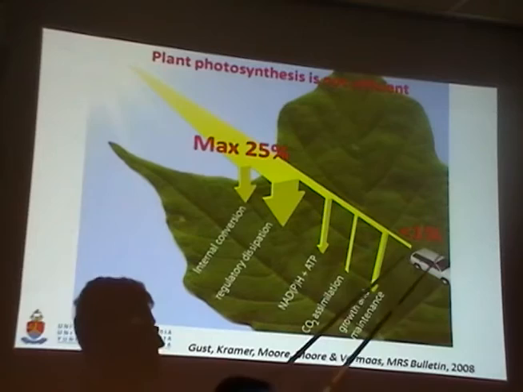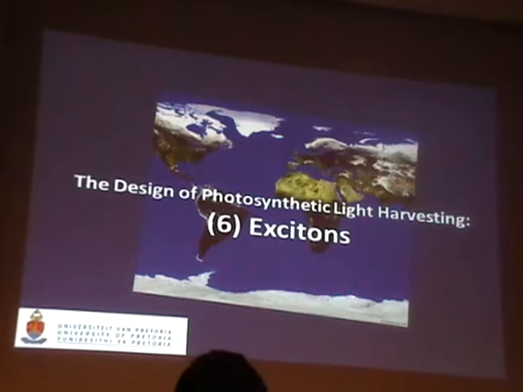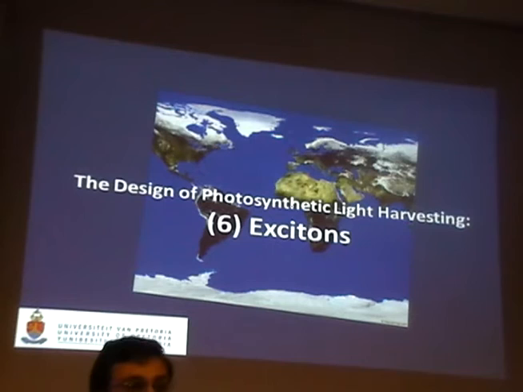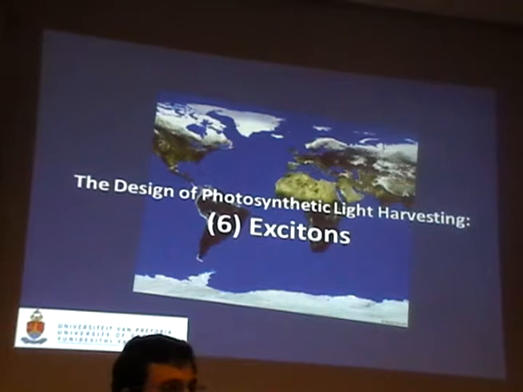Okay, and then the last principle, excitons, which I will come back to tomorrow. Right, this was quite a mouthful, I think, especially all the biology that it contained to create the context. Are there any questions? There must be one or two more.